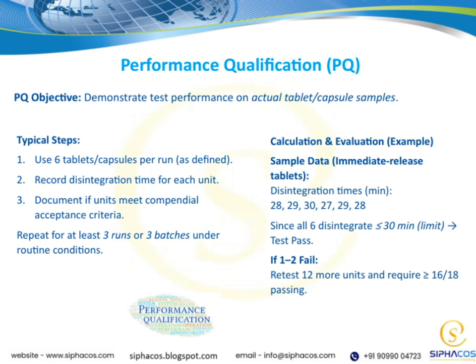Now, let's briefly go over the typical steps involved in PQ. First, we use 6 tablets or capsules per run, as defined by the method. Then, we record the disintegration time for each unit. It's important to document whether each unit meets the acceptance criteria specified in the compendial standards. And finally, to confirm reproducibility, this process should be repeated for at least 3 runs or 3 different batches, all under routine, controlled conditions. This comprehensive approach ensures our test method is robust and reliable across different samples and times.